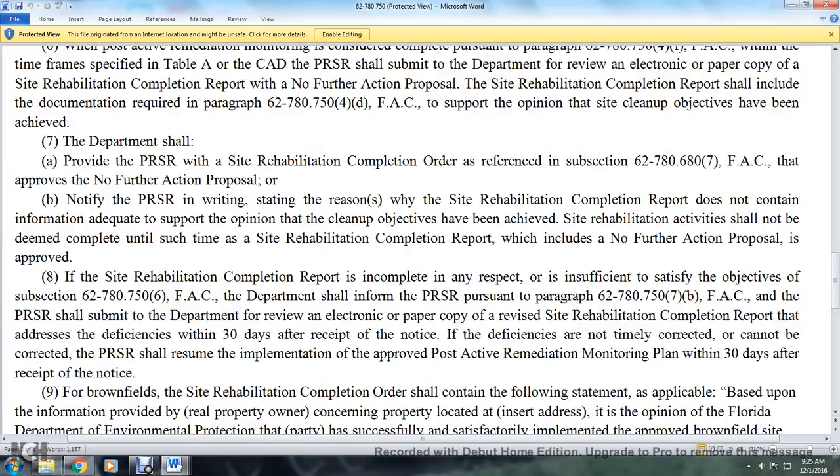Or the Department shall notify the person responsible for site rehabilitation in writing, stating the reason why the site rehabilitation completion report does not contain information adequate to support the opinion that the cleanup objectives have been achieved. The site rehabilitation activity shall not be deemed complete until such time as the site rehabilitation completion report, which shall include a no further action proposal, is approved.